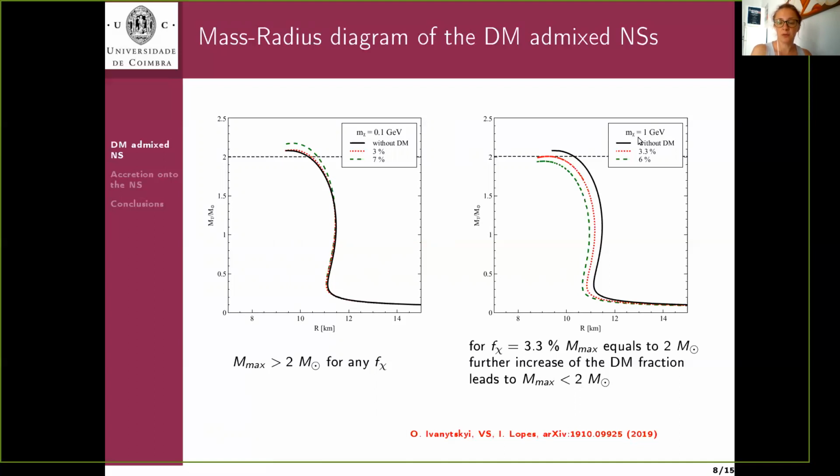For example, for a 1 GeV particle, we see that an increase of the fraction of dark matter leads to a decrease of the maximum mass. The limiting case is 3.3%, which corresponds to this red curve. It's the limiting case when we are still in agreement with the two solar mass constraint, and all fractions above this value will be in contradiction with it.